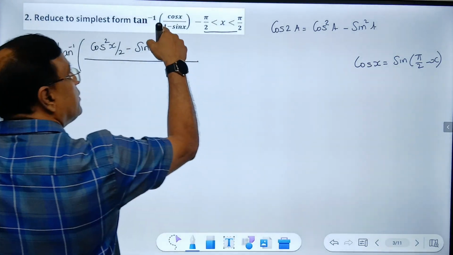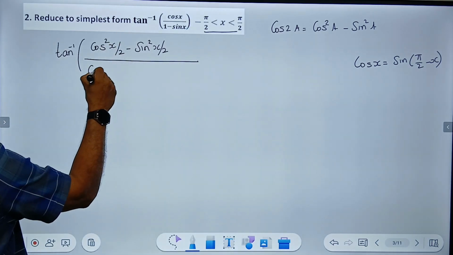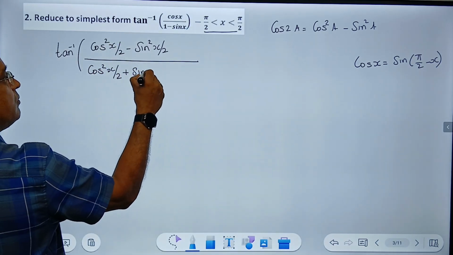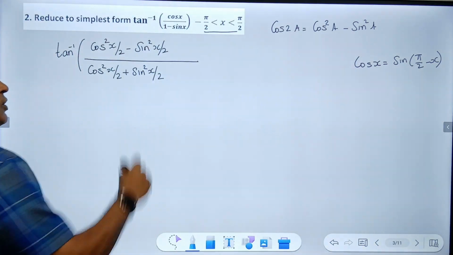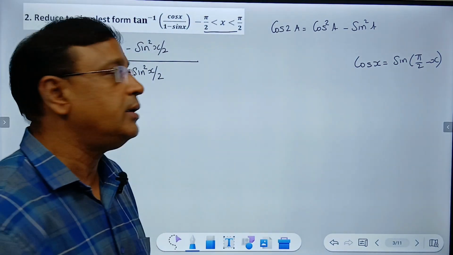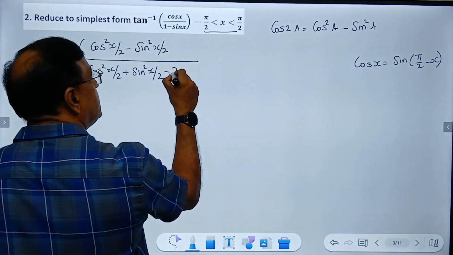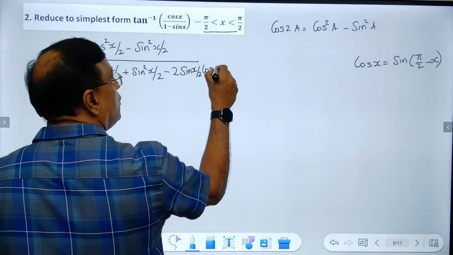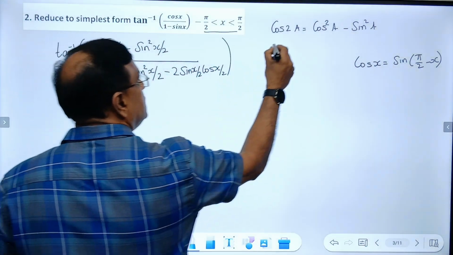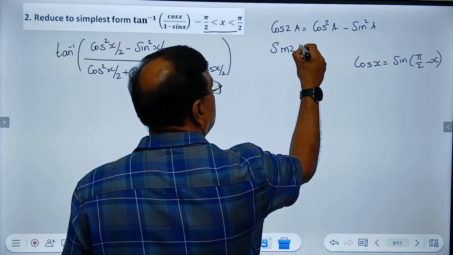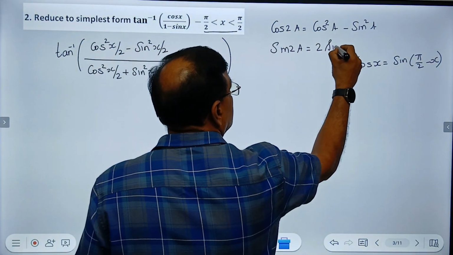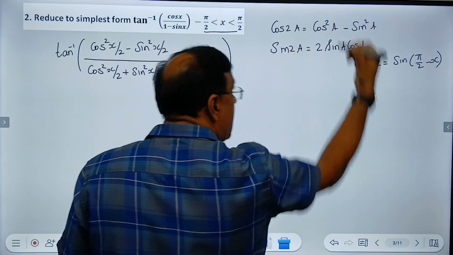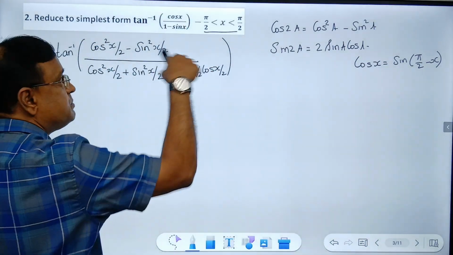Divided by, write 1 as cos square x by 2 plus sin square x by 2. Always write it this way, since cos square a plus sin square a is 1. And sin x, you can write as 2 sin x by 2 cos x by 2. What formula is this? This is actually the sin 2a formula. What is sin 2a? 2 sin a cos a. Your 2a becomes half, so your x will become x by 2.